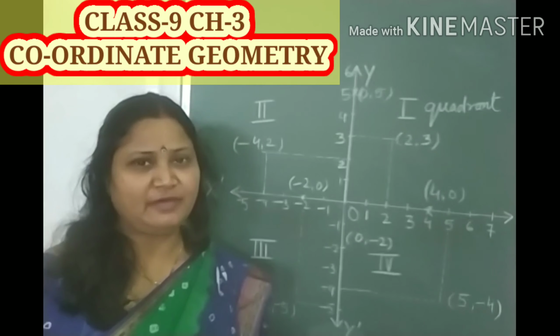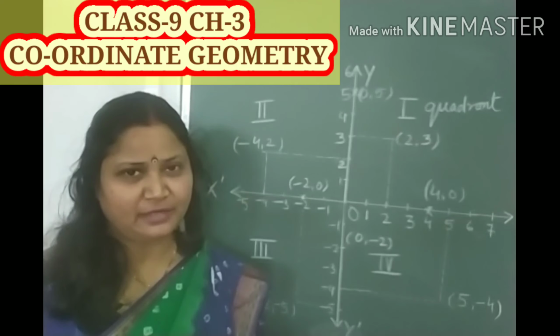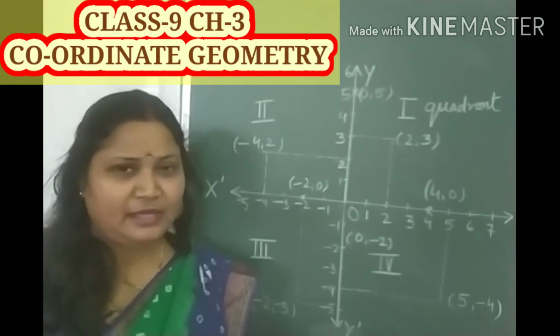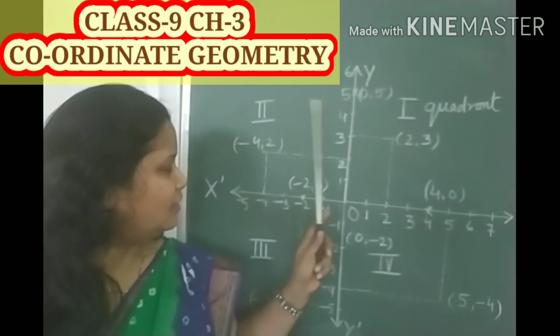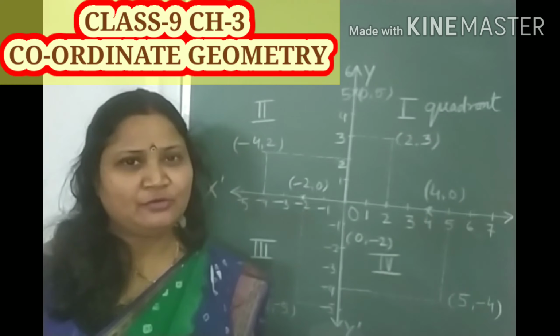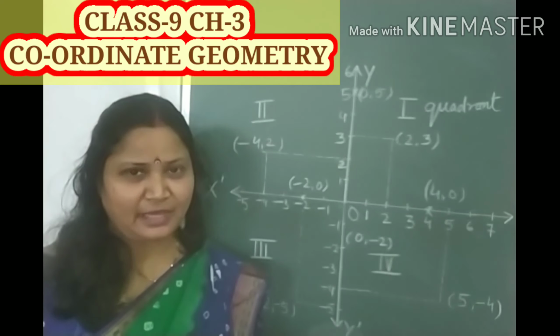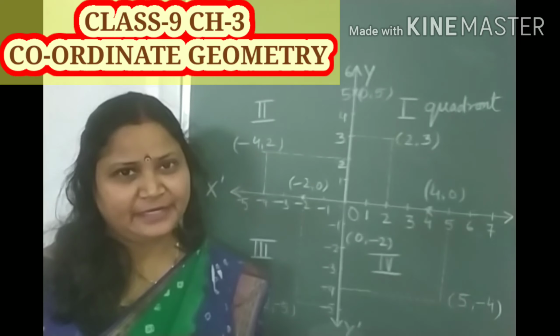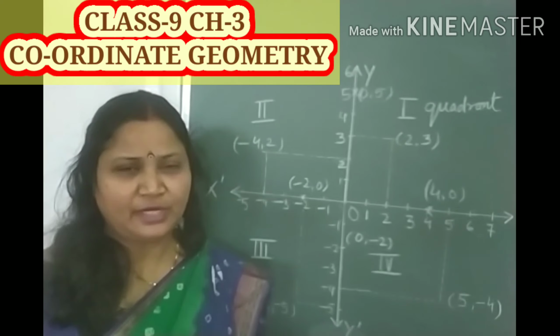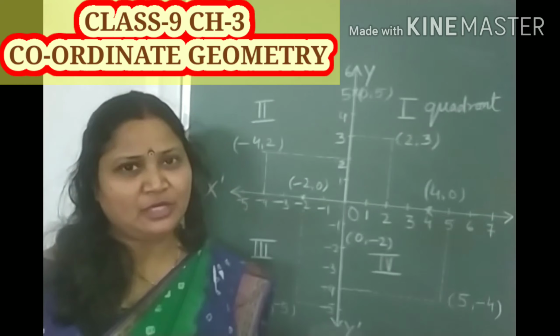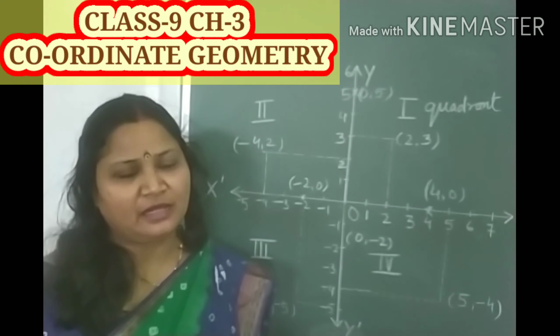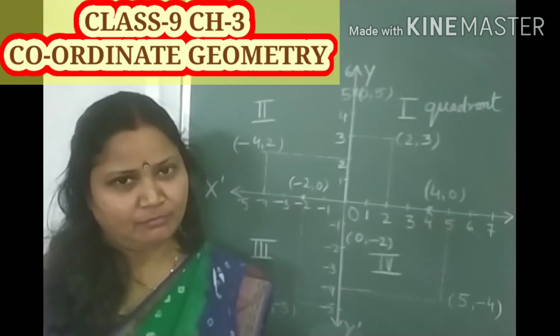Children, today we will revise the chapter coordinate geometry. So here I am explaining with this graph. Children, you are familiar with number lines. You have already studied that there may be two types of number lines. One may be a horizontal number line and another may be a vertical number line.